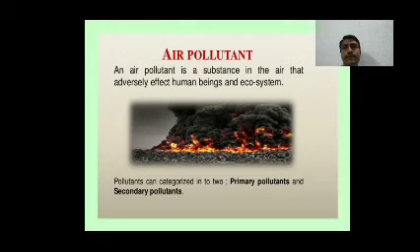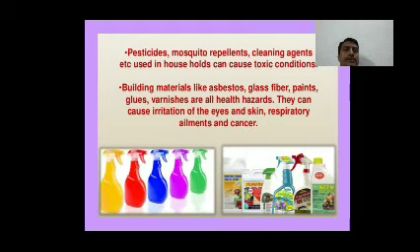Secondary pollutants: pollutants formed by the reaction between primary pollutants are called secondary pollutants. Those are photochemical smog, peroxyacetyl nitrates, acid rain. These are secondary pollutants.